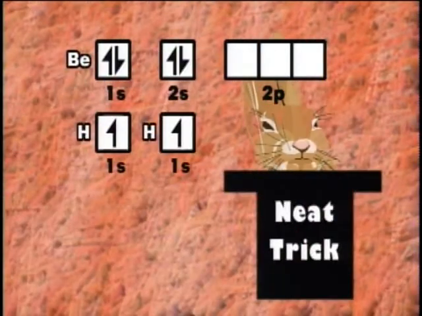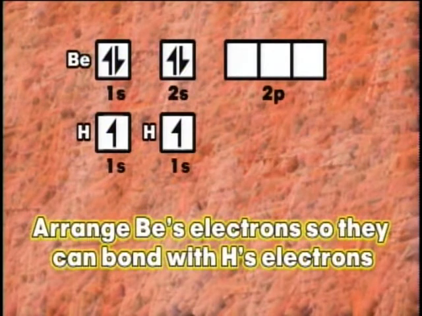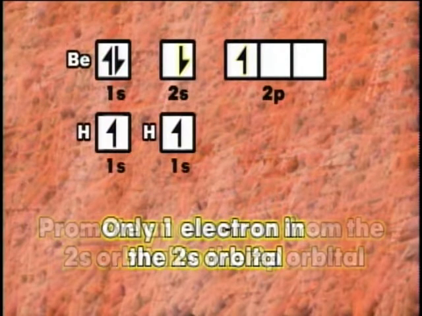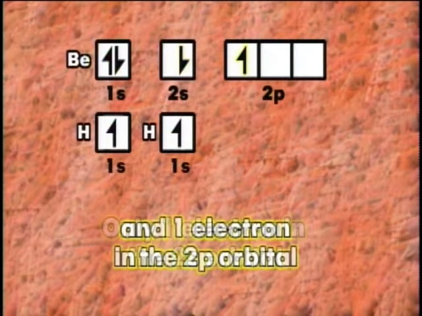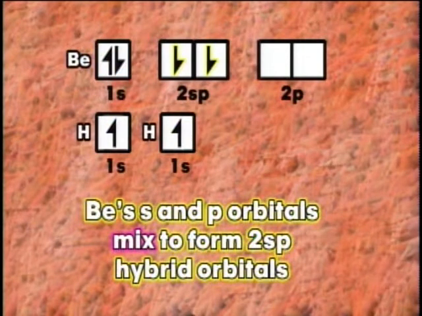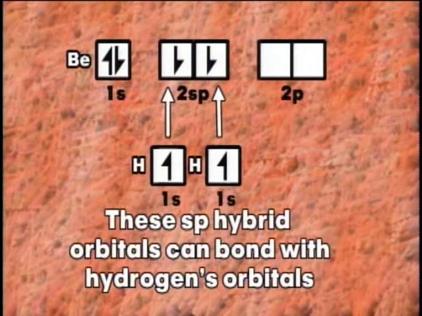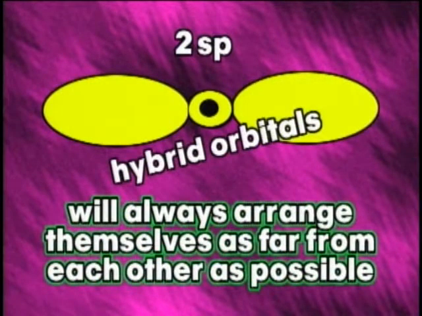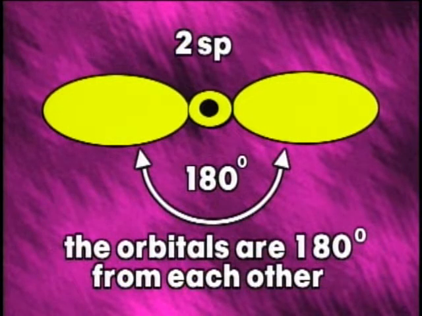There's a real neat trick we can do to arrange beryllium's electrons in such a way that they can bond with hydrogen's electrons. We can promote an electron from the 2s orbital to the 2p orbital, and now beryllium's orbital diagram looks like this. Now there is only 1 electron in the 2s orbital and 1 electron in the 2p orbital. Beryllium's s and p orbitals mix to form 2 sp hybrid orbitals. These sp hybrid orbitals can bond with hydrogen's orbitals. These hybrid orbitals will always arrange themselves as far from each other as possible. And in this case, the orbitals are 180 degrees from each other.